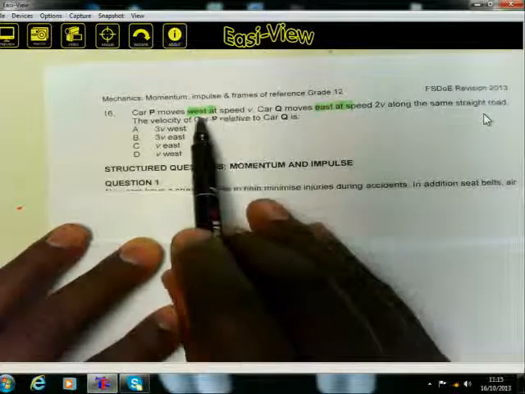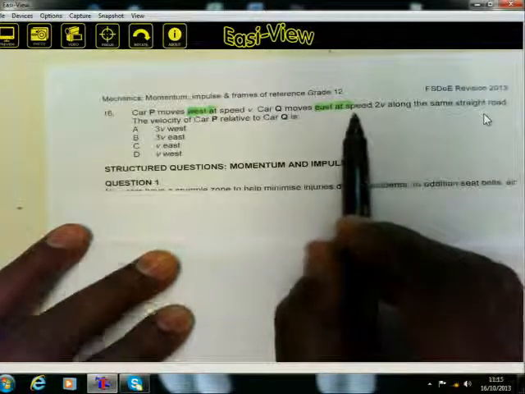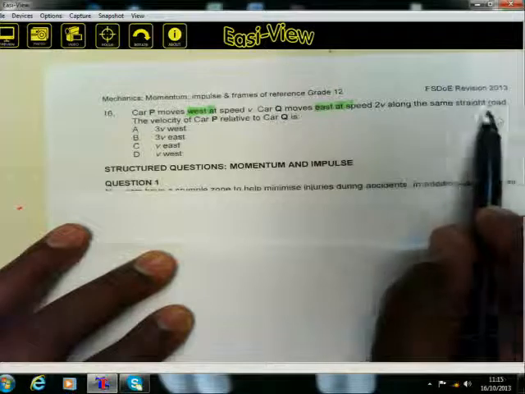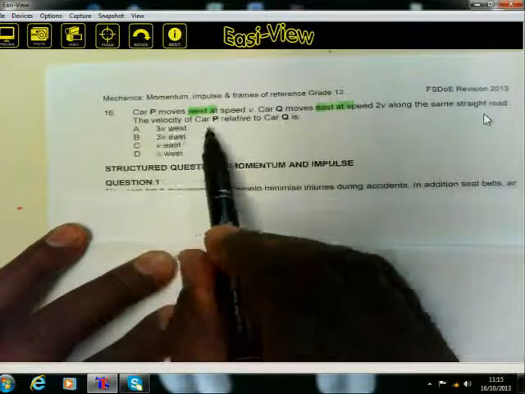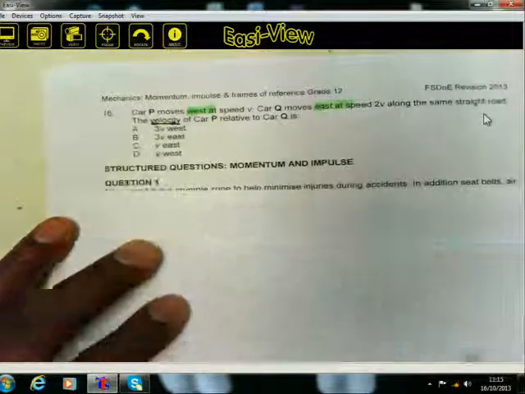Then it's moving with the speed v, and car Q moves east. In other words, they are moving in opposite directions at speed 2v along the same straight road. The velocity of car P relative to car Q will be given now. I did not highlight this, but note we are also talking about the velocity, which is a vector quantity.